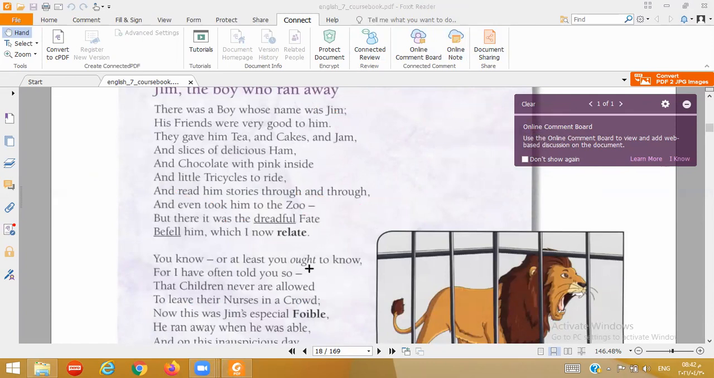For example, chocolate, delicious, tea, cakes, jam, ham. Those are food. Something that you can taste, right? That's a sensory detail.